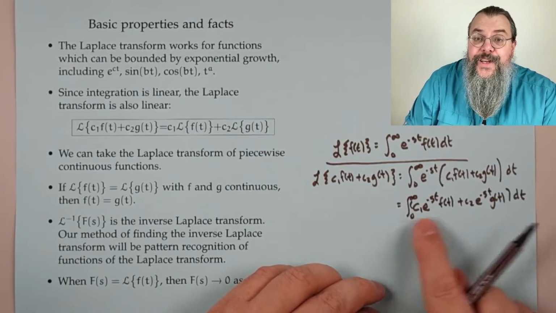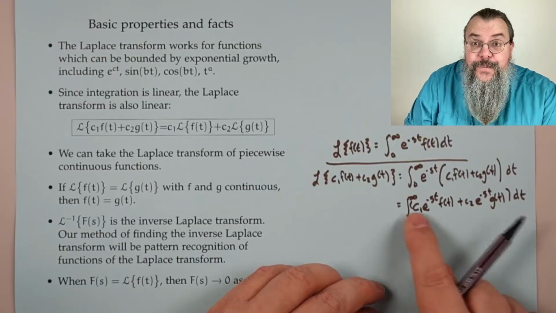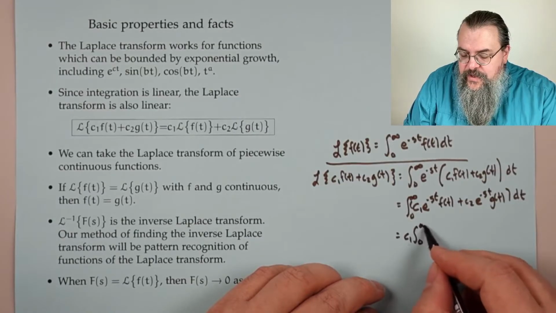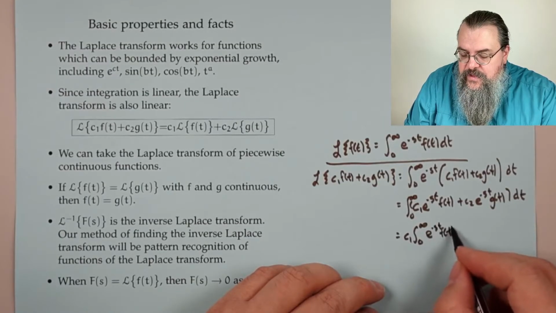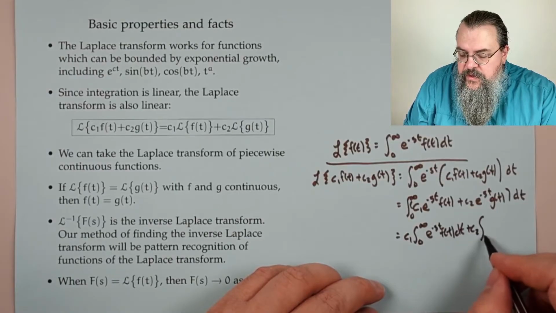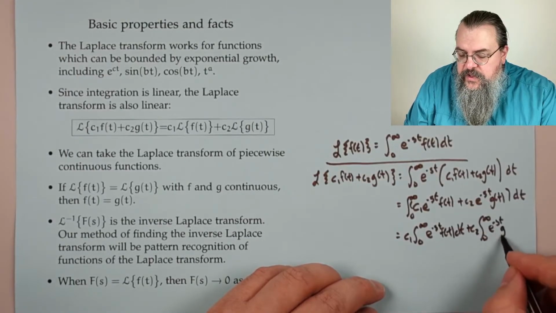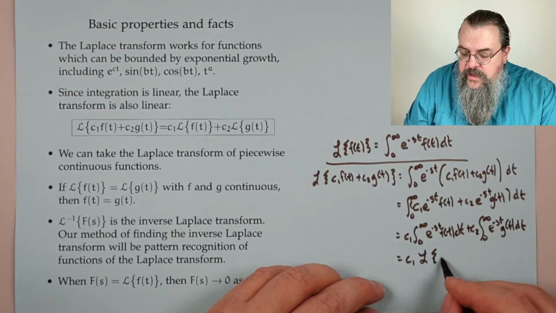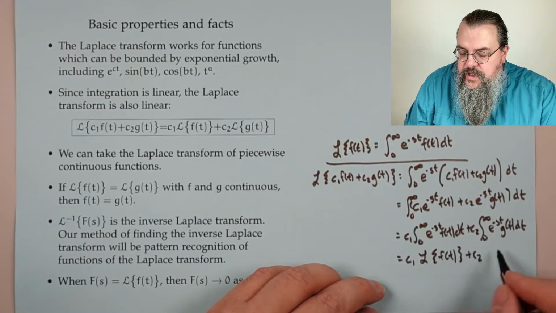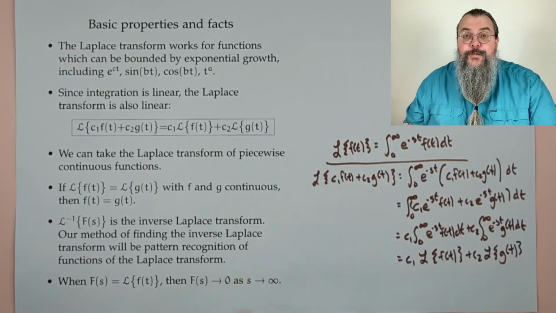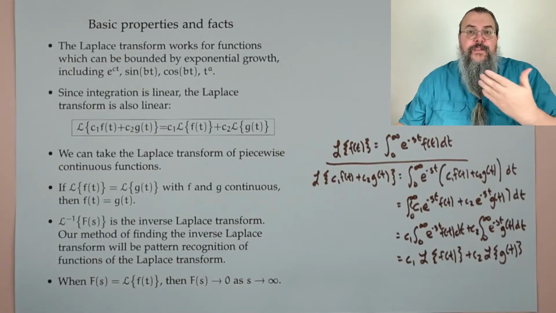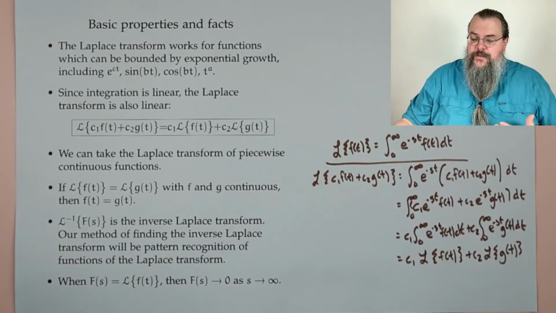Now we have a plus. Integration can break up over addition, and we can pull out constants in each piece. So we get c1 times the integral from 0 to infinity of e to the minus st f of t dt, plus c2 times the integral from 0 to infinity of e to the minus st g of t dt. And our great aha, it is what we think it should be. And so Laplace transforms are linear, which means they're nice. The same thing will also hold for inverse Laplace transforms. Since Laplace transforms are linear, inverse Laplace transforms are linear.